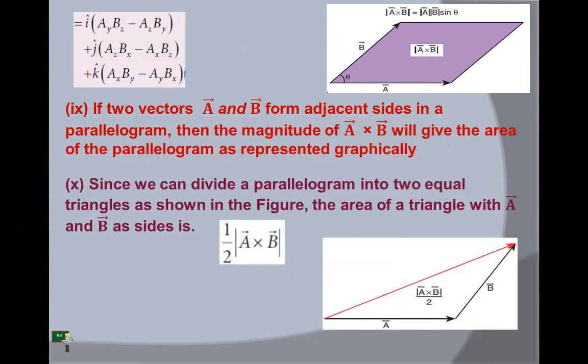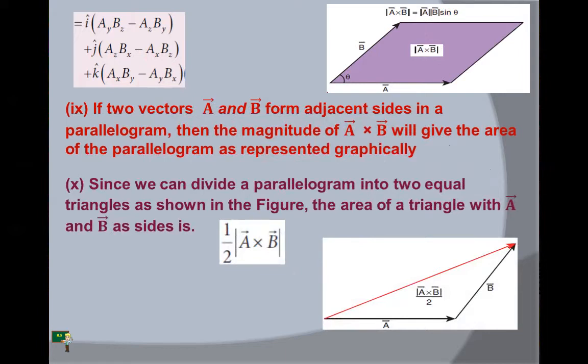The ninth one, if two vectors A and B form adjacent sides of a parallelogram, then the magnitude of A vector into B vector will be the area of the parallelogram, as represented graphically. See, this is A vector and this is B vector, which are separated by an angle theta, and we know the modulus of A vector into B vector is equal to modulus of A vector and modulus of B vector into sin theta.